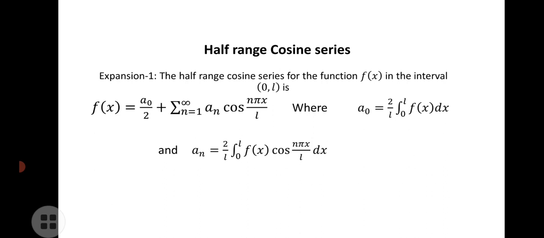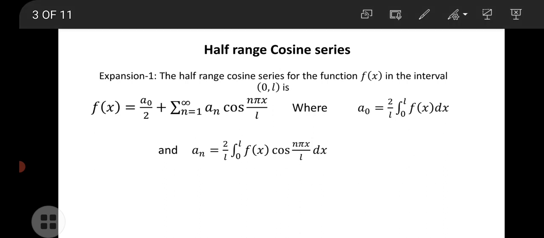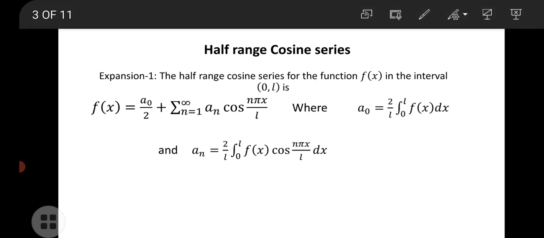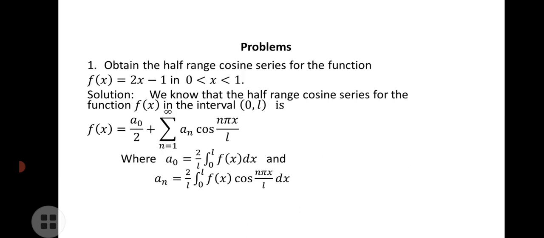In this video, we have examples related to the even function, that is the even half range function, or we can say the half range cosine series. In this example, we find the half range cosine series for the function f of x is equal to 2x minus 1 in the interval 0 to L. Here L is equal to 1, as given.